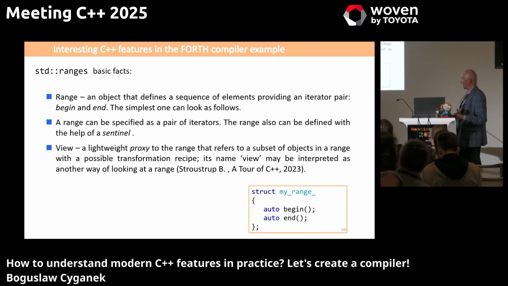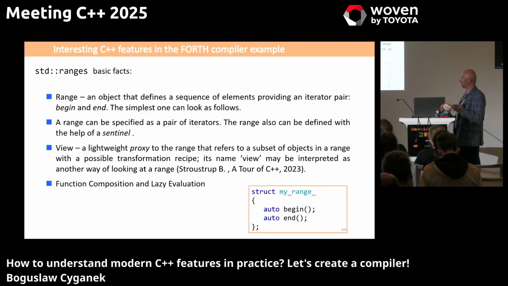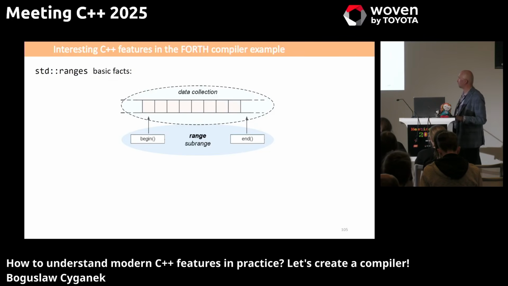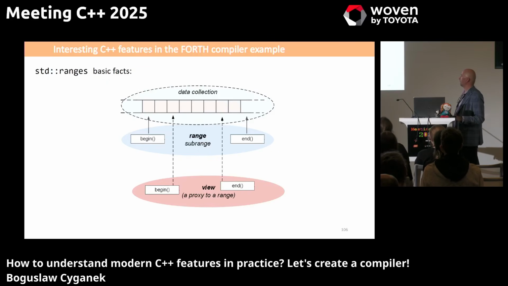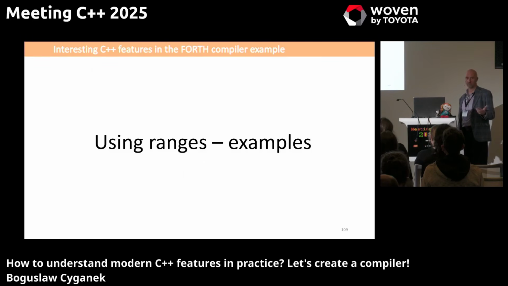And a view, which is a lightweight proxy to the range that refers to a subset of objects in a range with a possible transformation recipe. As Bjarne Stroustrup named it, a view may be interpreted as another way of looking at the range. That's the good thing about views. We have features like function composition and lazy evaluation, the sentinels I already mentioned, and caching as well. Graphically, we start with data collections, and then we superimpose a range or sub-range, just defining begin and end. And we have a view, which is a proxy to a range. It has its own begin and end. We have range factories, range adapters, range concepts, and algorithms, and we can use them quite easily also in embedded work.